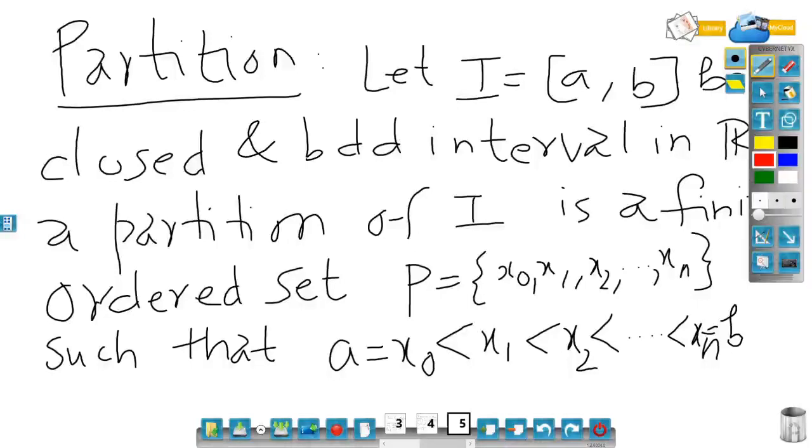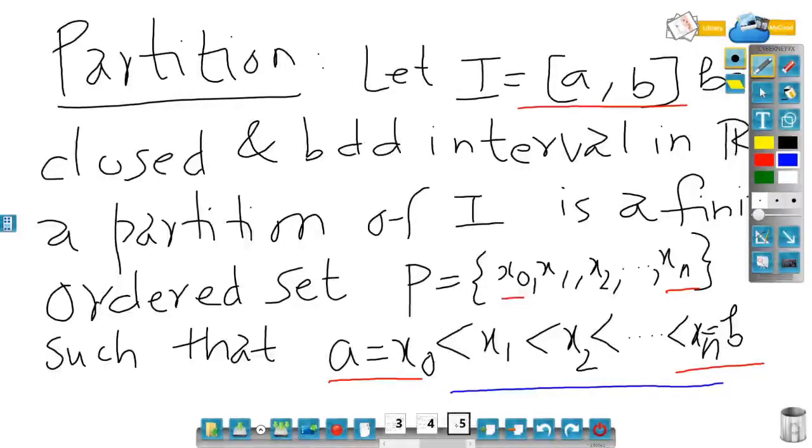The point number 1 is that the starting point and the ending point of the partition must be the interval points. So here the starting point is x0 and the ending point is xn, which are a and b. That is very important. And the second important point is this order must be increasing. Your x0 should be strictly less than x1, less than x2, less than x3, and so on up to xn. So a set satisfying this condition is called a partition.